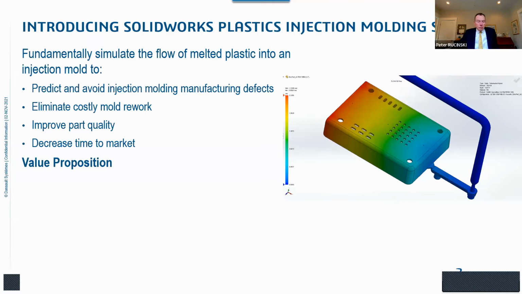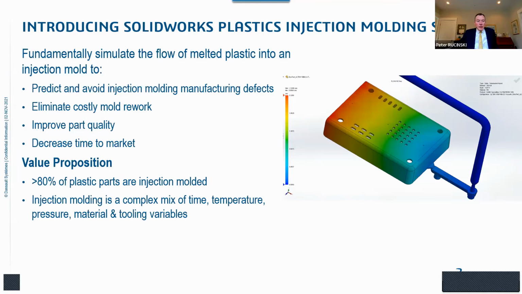The value proposition, it's simple, it's clear, it hasn't changed for decades. At least 80% of the plastic parts that you come into contact with on a daily basis are manufactured by the injection molding process. Remember, injection molding is a very high volume manufacturing process. So if you can use simulation to shave off a little bit of your cycle time or reduce a little bit of your material usage, your cost savings over time usually grow to be exponential.